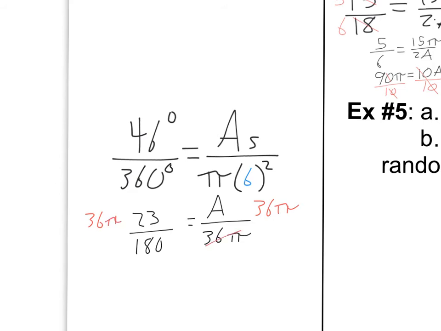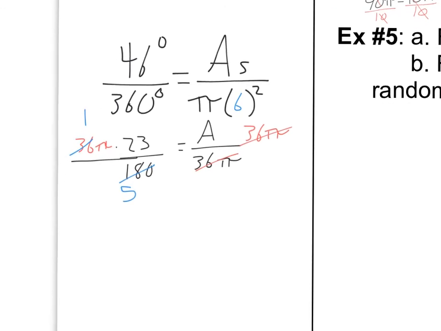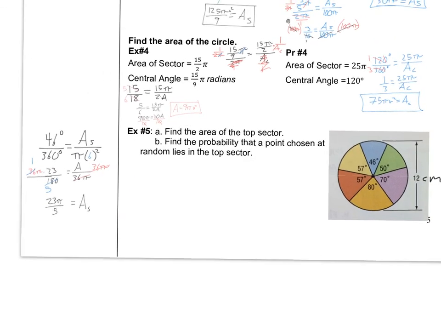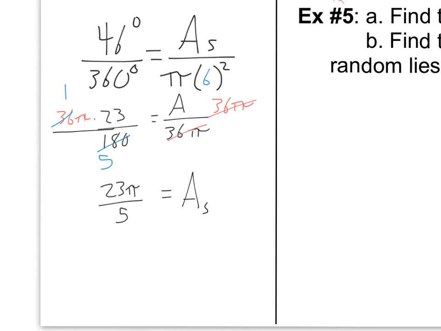Okay, I think I can multiply both of these by 36 pi. 36 pi. Cancels, cancels. Now, is there a number that goes into both 36 and 180? There certainly is. It's actually 36. So 36 goes into itself once, and it goes into 180 5 times. So we can let this simplify. We could say that the area of the sector is equal to 23 pi over 5. And we do have units this time. Remember, the units were centimeters, so that means this is going to be centimeters squared. Okay, that was just part A, though.